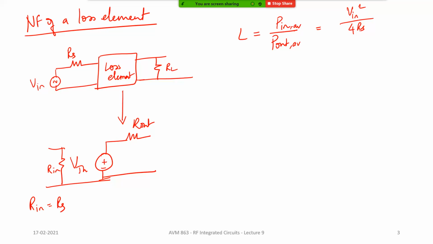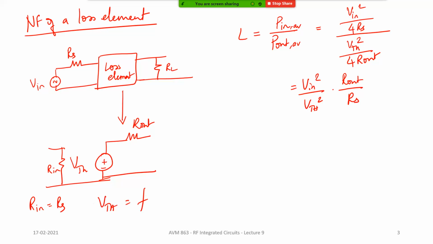So now this is the available power at the input. Let's look at the available power at the output. Available power at the output can be written as VTH squared divided by 4 times R out, correct. Now this can be written basically as V in squared by VTH squared into R out by Rs. Now basically VTH is some scaled function of Vn. It is just some scalar function of Vn. We are not going into it. We'll just say there is a Vn and a VTH.